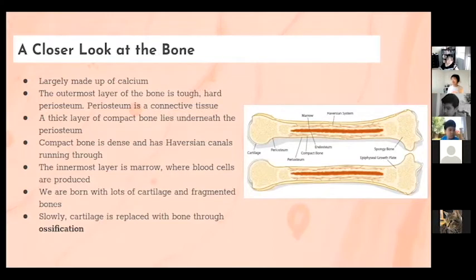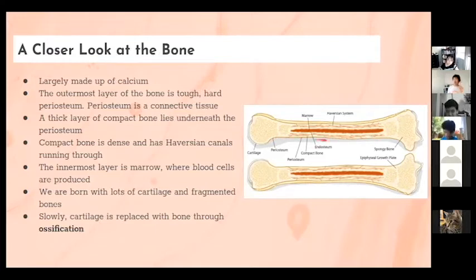And the outermost layer of the bone is tough and hard. It's called periosteum, and periosteum is a connective tissue that helps bones connect to each other, although part of that is made possible by your joints, your cartilage, and also your synovial fluid, but those we won't get to in this class. That's way too advanced.